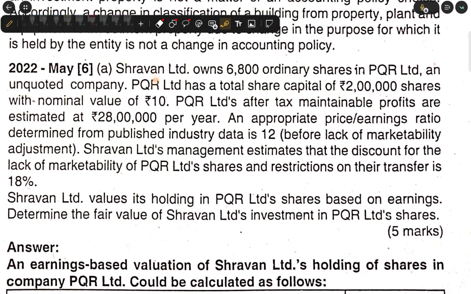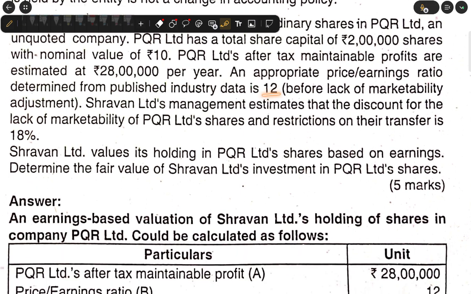Sherwin Limited holds 6,800 ordinary shares of PQR Limited, an unquoted company. That means it has not been listed. PQR Limited has a total of 2 lakh shares with a nominal value of 10. After-tax maintainable profits are estimated at 28 lakhs per year. The price earning ratio determined from published industry data is 12. Before the lack of marketability adjustment, Sherwin Limited's management estimates that the discount for the lack of marketability of PQR Limited shares, whose transfer is restricted, is 18%.